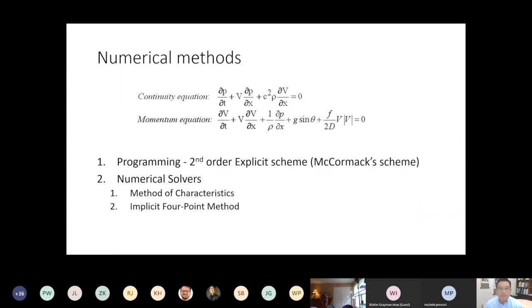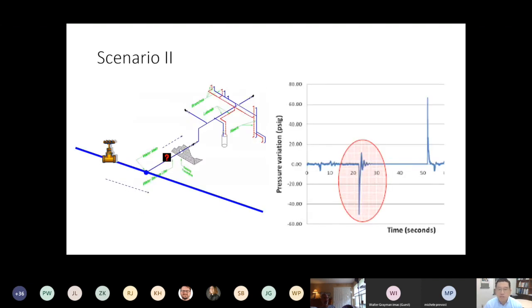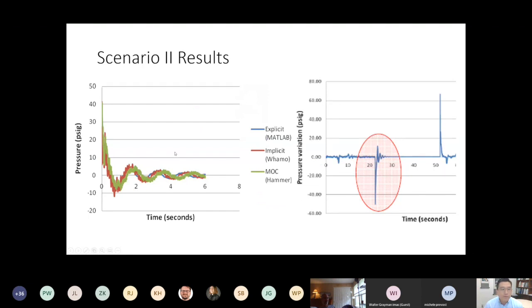After we had the observation values, we tried to validate using numerical methods. This shows the classical continuity and momentum equations. We used three different numerical methods: the method of characteristics, and explicit and implicit schemes. For scenario 2, where we observed about negative 12 psi gauge pressure, after calibrating, we could get similar results for all the numerical methods.